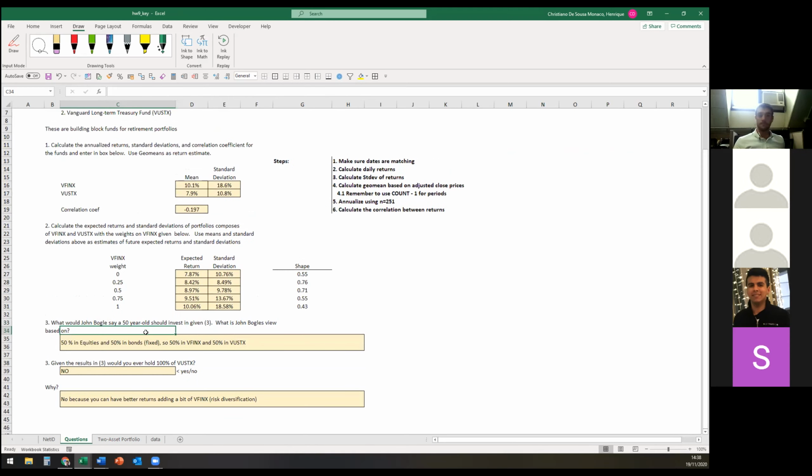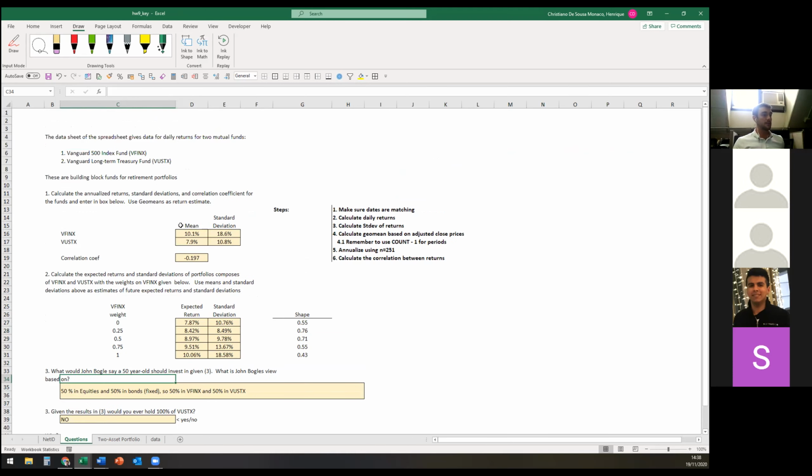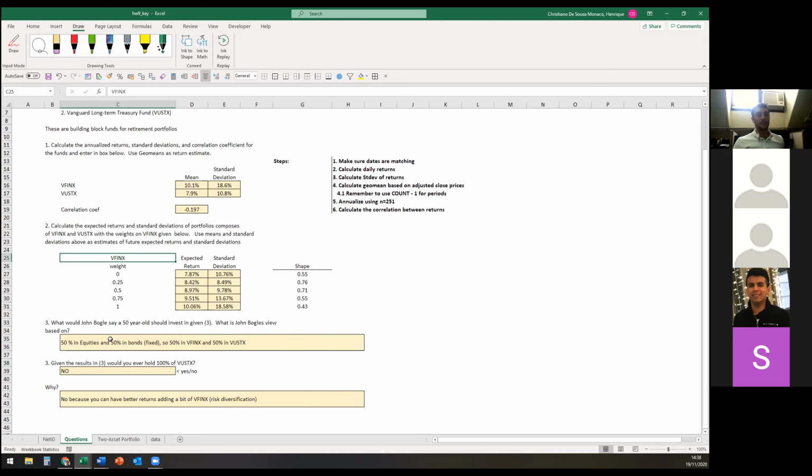Now, if you were 30 years old, according to him, you should hold 70% of this Vanguard 500 or the S&P 500 fund, and then 30% in the bond fund.